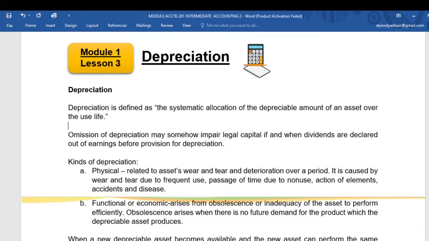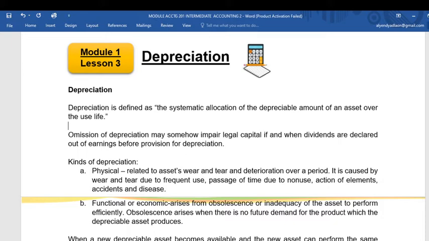The portion that is allocated to expense in a particular period is referred to by three different terms: depreciation, depletion, or amortization. The three terms are similar in meaning. The only difference lies in the type of asset involved. Depreciation involves property, plant, and equipment, like land, building, and machinery. Depletion refers to wasting assets, such as oil, minerals, and so forth. And amortization refers to intangible assets.